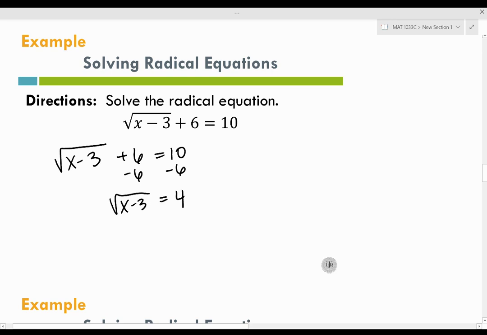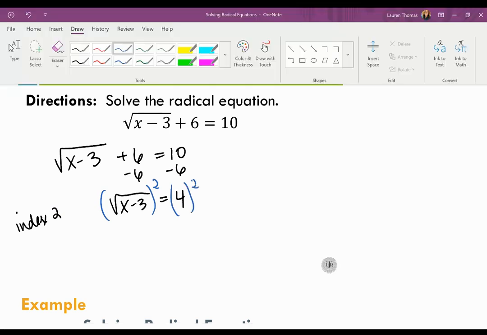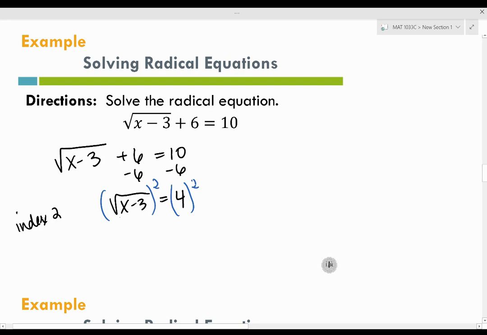Then we need to identify what the index is. Remember, the index is the number that sits on the hook of the radical. Since there's no number that sits there, it's understood to be 2. So that means we're going to raise both sides of our equation to the second power. When we do that, we're going to be left with what's underneath the radical, which is x minus 3. We're going to square 4, which is 16. And then we're going to solve for x. In order to solve for x, we need to add 3 to both sides. So we get x equals 19.